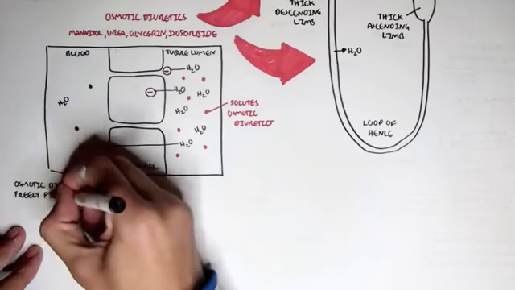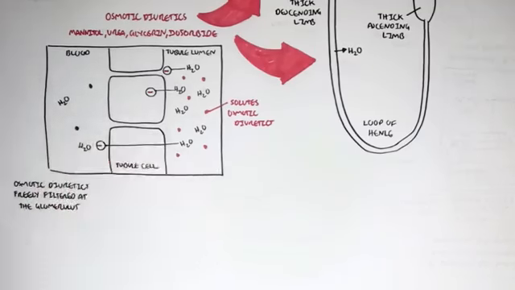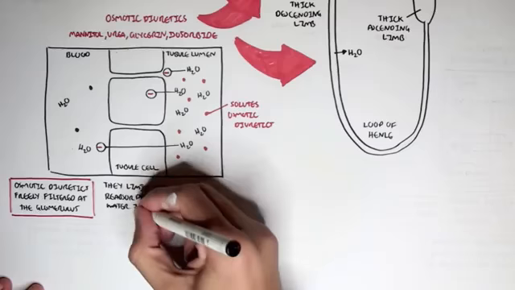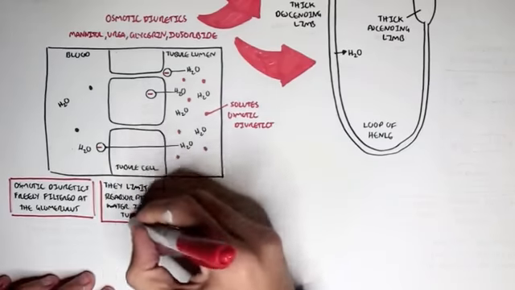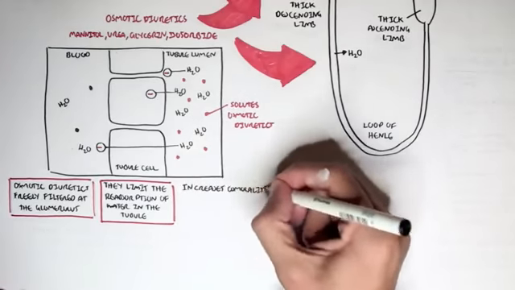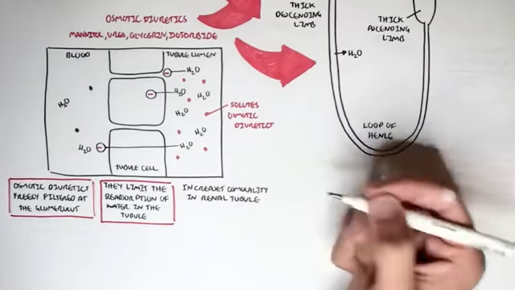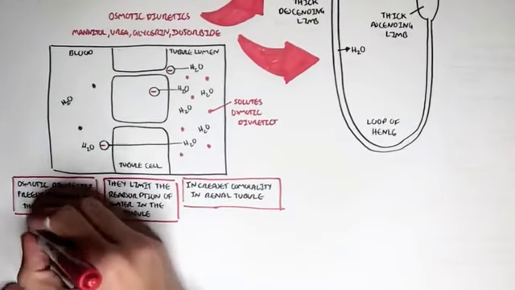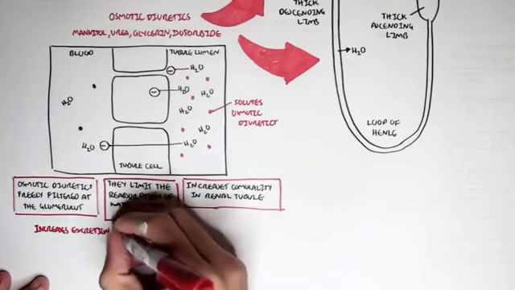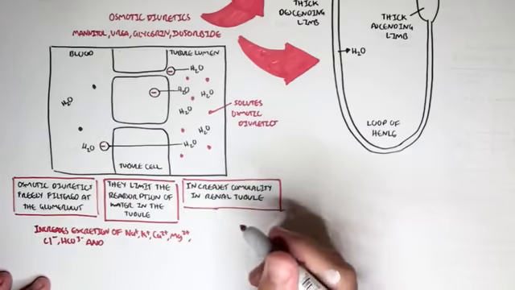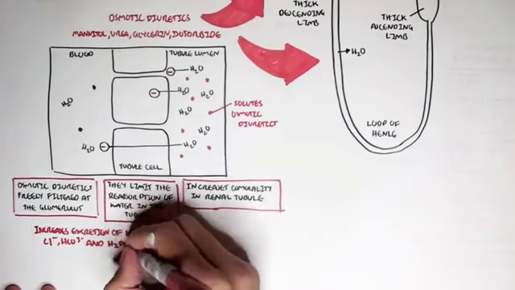So osmotic diuretics, when taken orally or intravenously, will enter the bloodstream and will be freely filtered at the glomerulus and enter the tubule. Their function is to limit the reabsorption of water in the tubule by increasing the osmolality in the renal tubule. Their overall function is that they increase the excretion of sodium, potassium, calcium, magnesium, chloride, bicarbonate, hydrogen phosphate, and water.